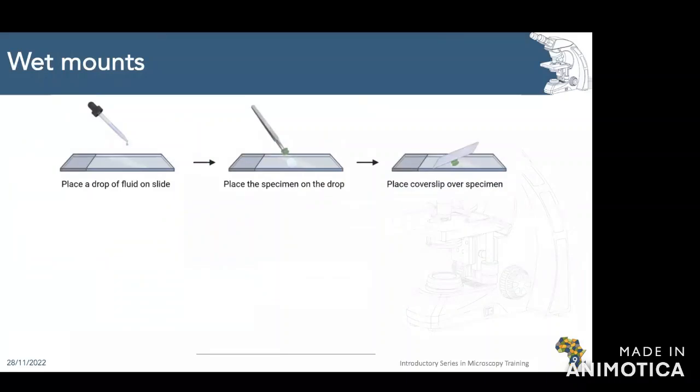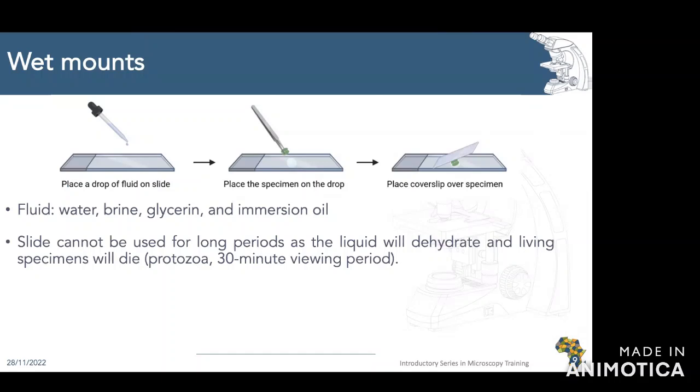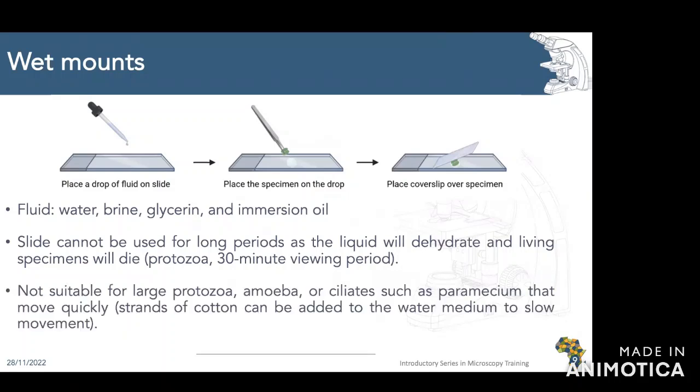So wet mounts are very similar. You would place a drop of fluid on the slide, whatever it is that your sample would naturally be in, put the specimen on top and then cover it. Fluid can be comprised of water, brine, glycerine, immersion oil, depending on the application or the sample that you're looking at. These cannot be used for a long period of time. Of course, the liquid will dehydrate and your living specimen is going to die. So something like a protozoa will live for about 30 minutes in that kind of environment.